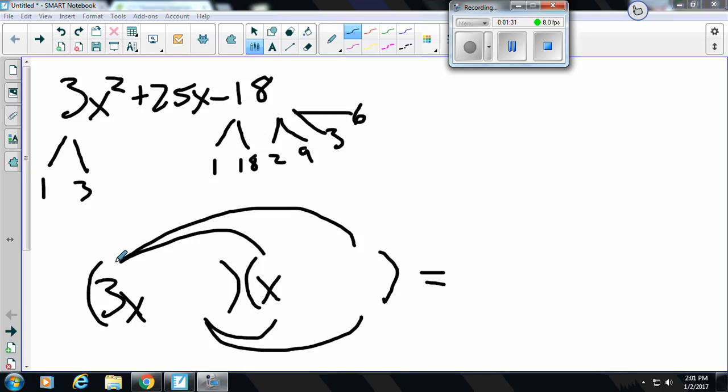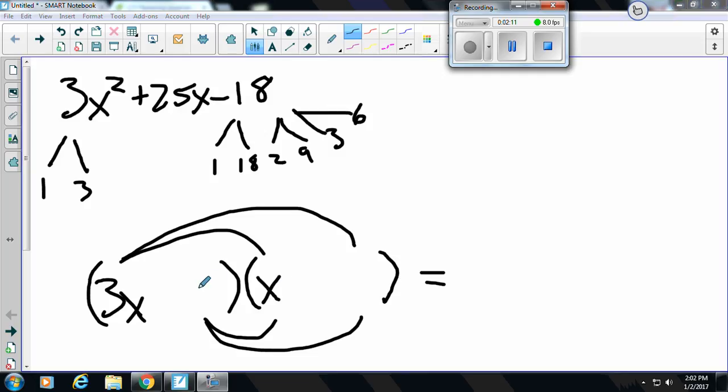Alright, so we know it's going to be 2 parentheses. It's kind of the reverse of foiling. Factoring is the reverse of foiling. You're going to do first, outer, inner, last, but we're doing the opposite of that. So to get 3x squared, we pretty much know that that's going to be 3x times x. That's going to be that first multiplication. That's really the only way to get 3x squared. Okay? So we can put those 2 numbers here, 3x here and x right here.